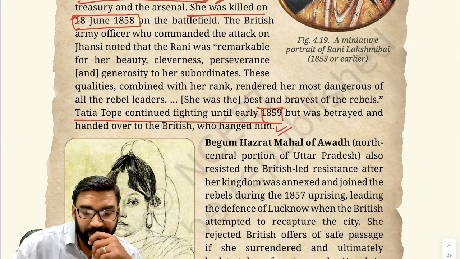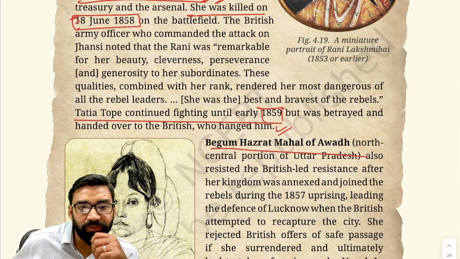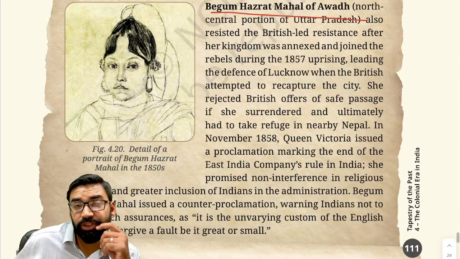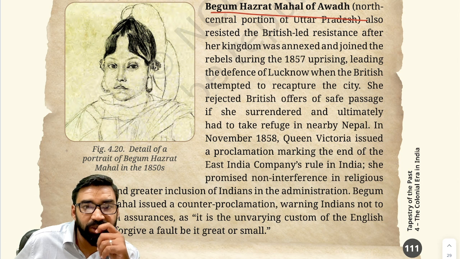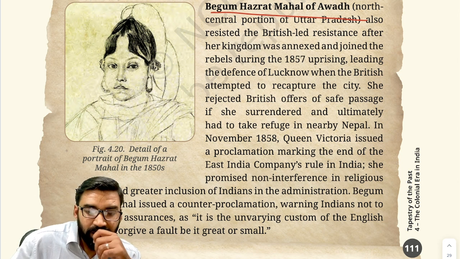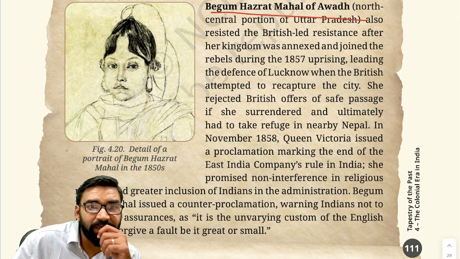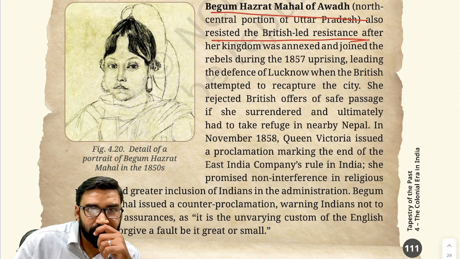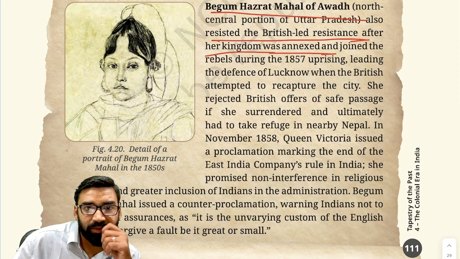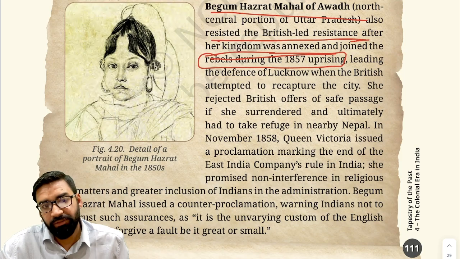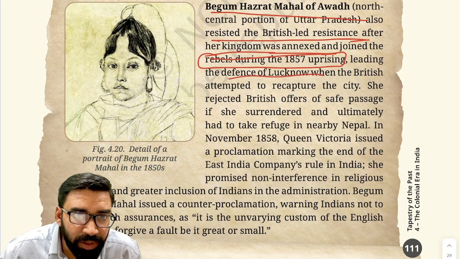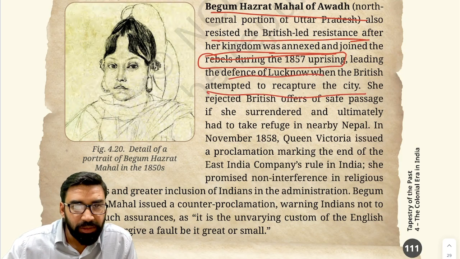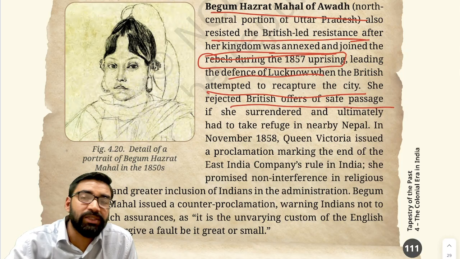Another important female leader of this revolt was Begum Hazrat Mahal of Awadh. Begum Hazrat Mahal was the widow of Nawab Wajid Ali Shah. She led resistance against the British after her kingdom was annexed. She joined the revolt of 1857 and defended Lucknow when the British tried to recapture the city. And she rejected the British offers of safe passage.